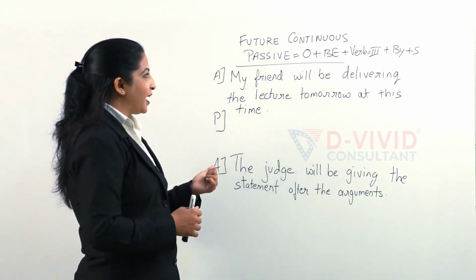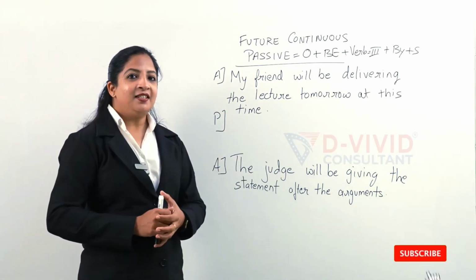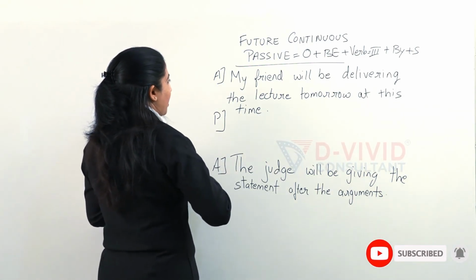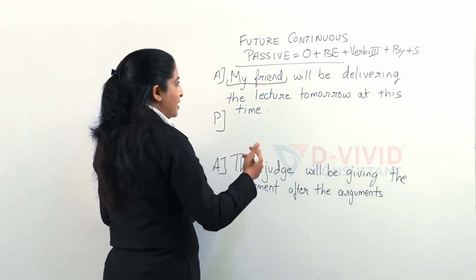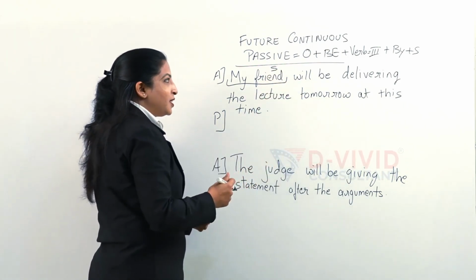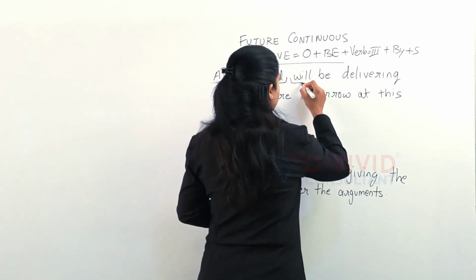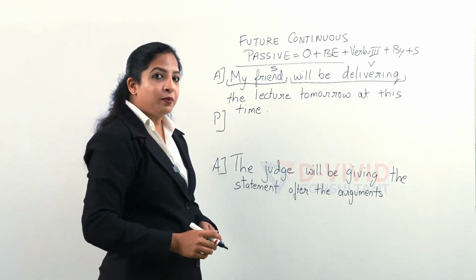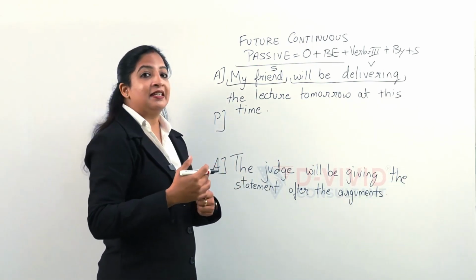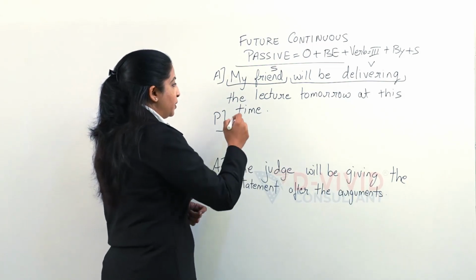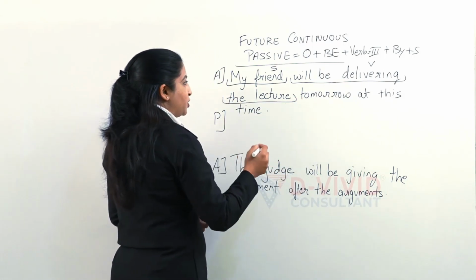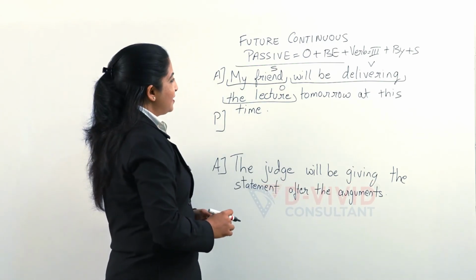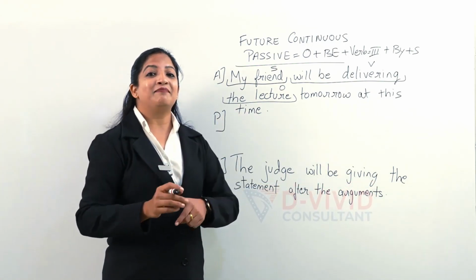So let's move ahead. In the first sentence, let's check out what we are having. So we are having my friend as our subject. What is the verb? We are having the verb as will be delivering, and the object: what will my friend be delivering? He or she will be delivering the lecture, which is my object. So now let us convert this sentence into passive.